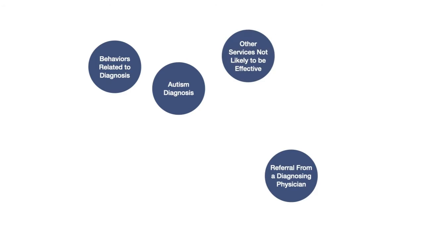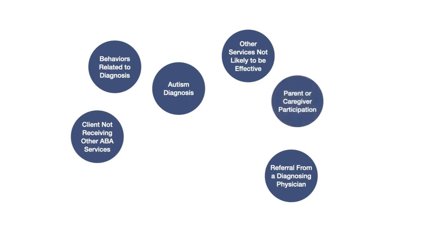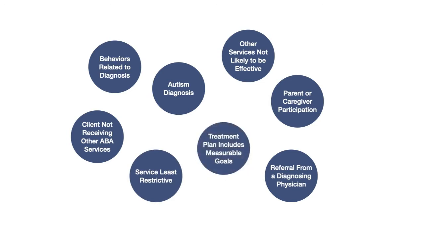Other less expensive services are not likely to be effective. The client is not already receiving other ABA services, including at school. The parent or caregiver is willing to participate in services. The service is the least restrictive service available to the client. The treatment plan must include measurable goals that address the behaviors and deficits related to the client's qualifying diagnosis.